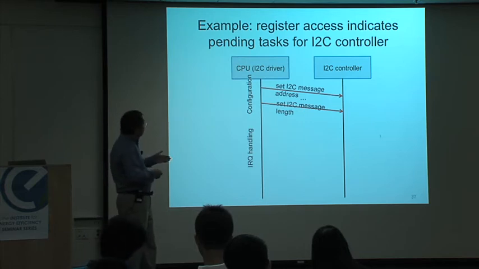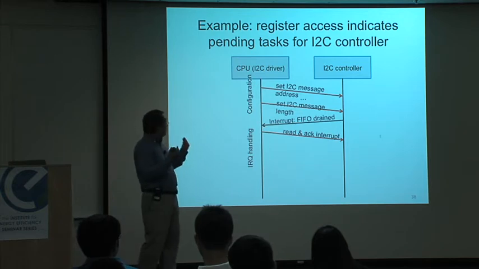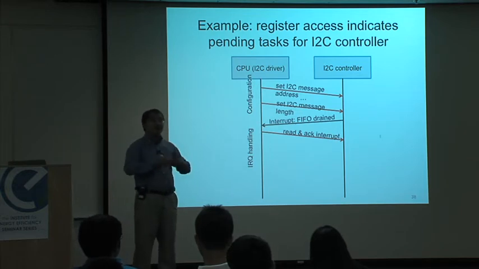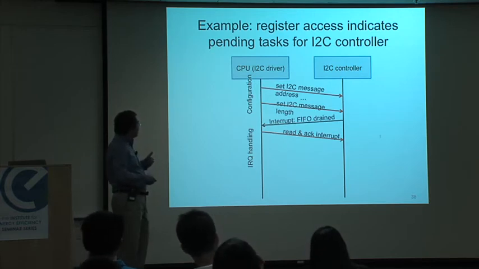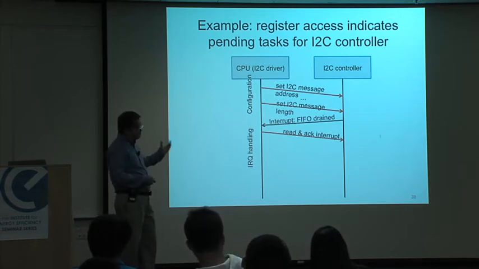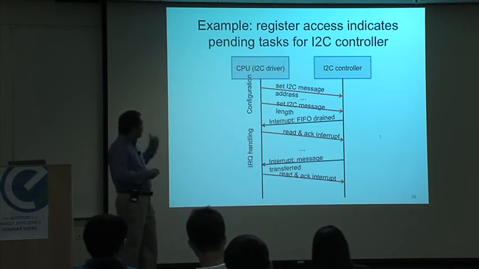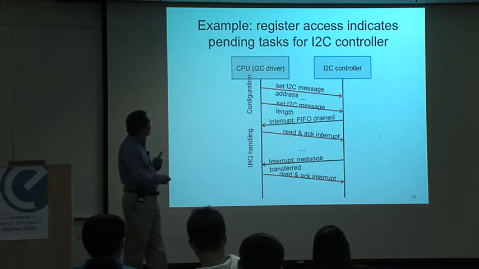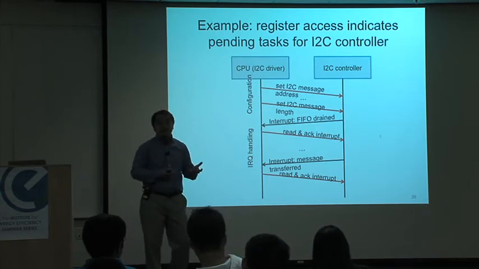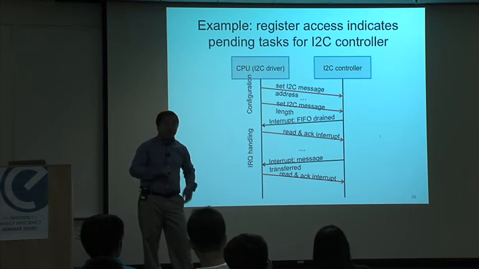And this controller is going to produce an interrupt back to tell you it's done. The FIFO, the buffer, is drained, so now you can put a message inside. Then you acknowledge the interrupt. You would maybe read or write into that buffer, and you would keep on doing this: interrupt, read, write. Therefore, if you can monitor the access to the I2C controller registers, you will be able to infer if there are any pending or ongoing tasks with this I2C controller.